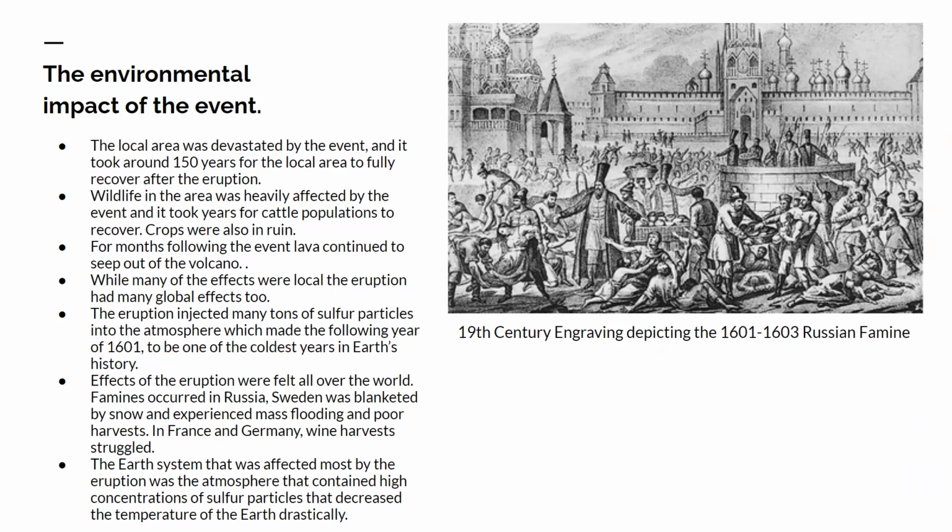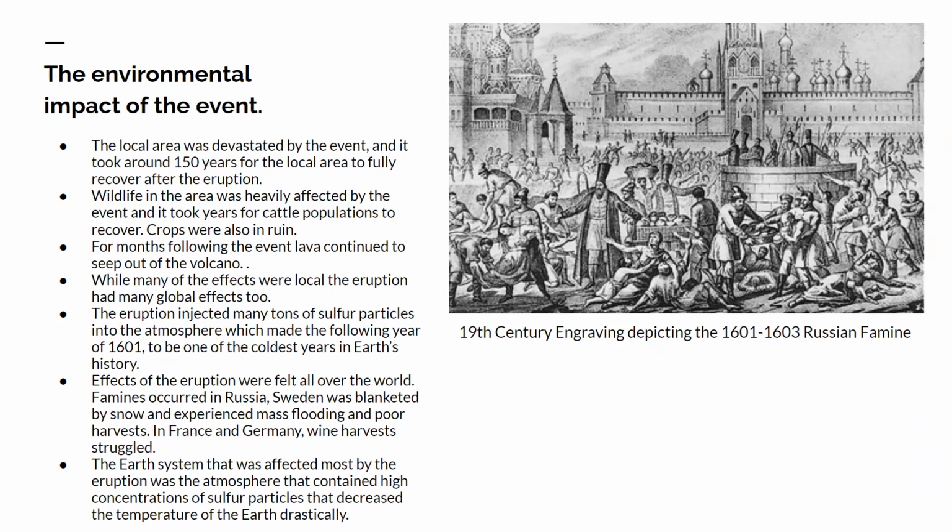And while we've already talked about a lot of the local effects, we also have to talk about the global effects too. The eruption injected many tons of sulfur particles into the atmosphere, which made the following year of 1601 one of the coldest years in Earth's history. Effects of the eruption were felt all over the world. Famines occurred in Russia. Sweden was blanketed by snow and experienced mass flooding and poor harvests. In France and Germany, their wine harvests also suffered. And the Earth system that was affected most by the eruption was the atmosphere because it contained such high concentrations of sulfur particles that decreased the temperature of the Earth drastically.